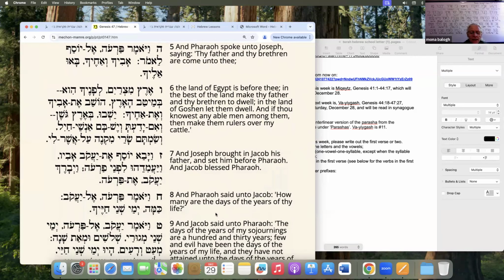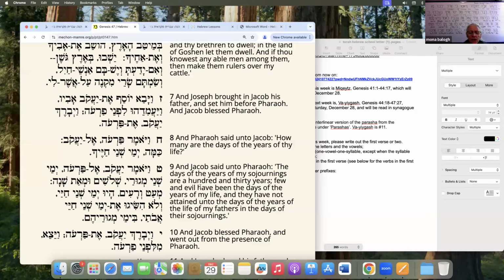Pharaoh said to Jacob, how many are the days of the years of your life? And Jacob, the kvetch, said to Pharaoh, the days of the years of my sojournings are 130 years. Few and evil have been the days of the years of my life, and they have not attained to the days of the years of the life of my fathers in the days of their sojournings.